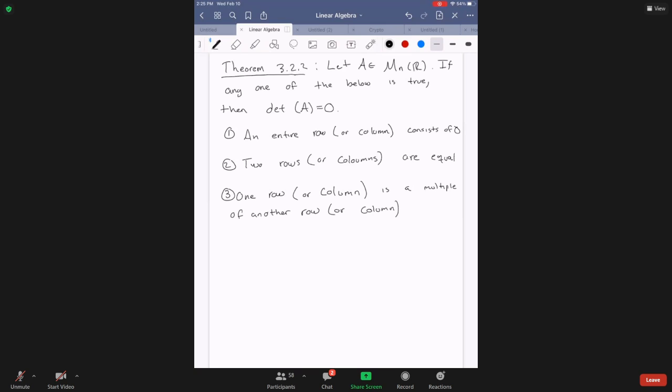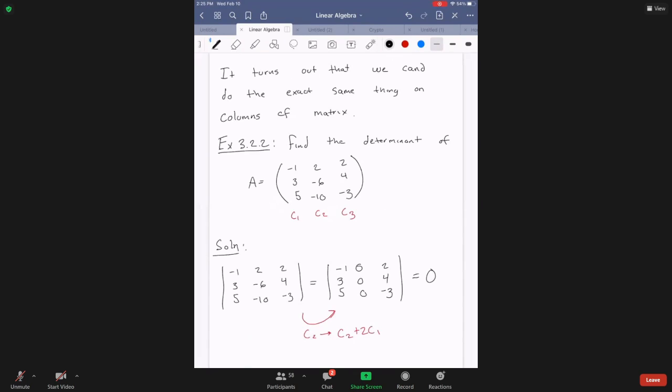Okay, so if we go back to our previous example, notice that this one and this one, the second column was a multiple of -2 of the first one. That one was from the third point in the theorem. If 2 rows are the same or 2 columns are the same, why does that give me determinant 0 as well?